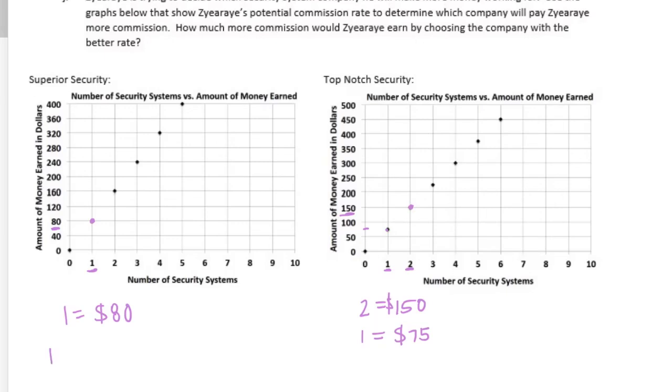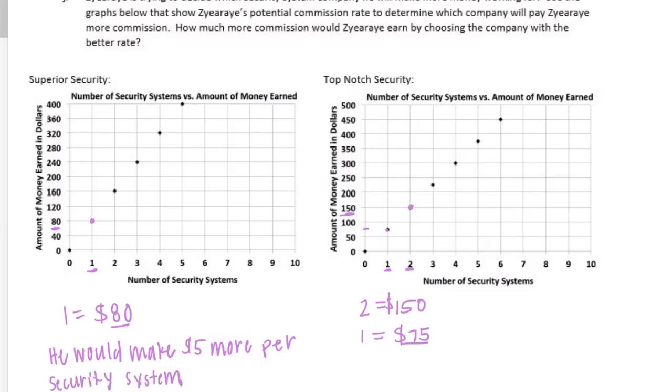So he's going to make more money working at superior security. Let's see how much more. So he would make $5 more, because the difference between 75 and 80 is $5 more per security system at superior security.